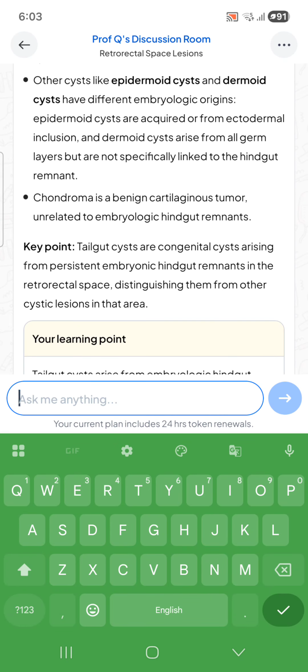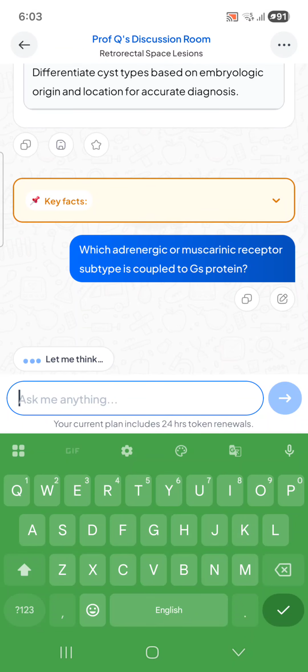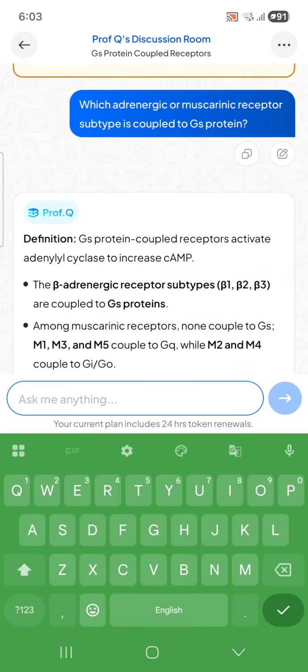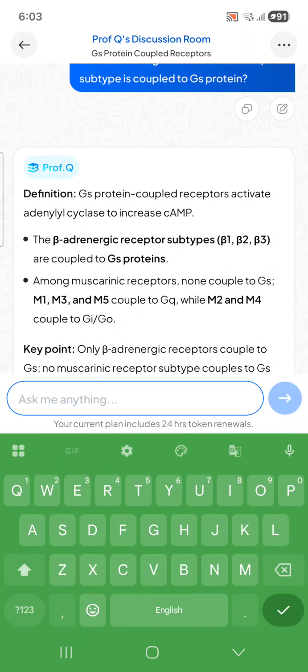So I have not given the options to Prof Q. I'm just asking it a very plain question, because you don't have to always look at the options if you want to just know the answer. Now this is the correct answer. The beta adrenergic receptor subtypes, all the types beta 1, beta 2, and beta 3 are coupled to GS proteins. So this is the correct one.